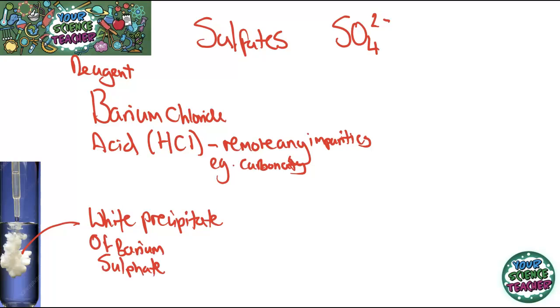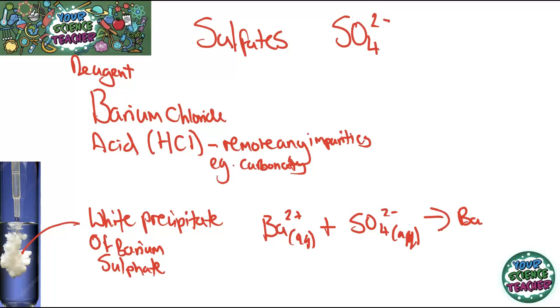I'll just do a quick ionic equation just to symbolize it because we've not looked at them in a while. This would be the ionic equation for this reaction, barium plus sulfate, and they'll both be aqueous. And when they're added together, it makes the solid barium sulfate, and that is a white precipitate.